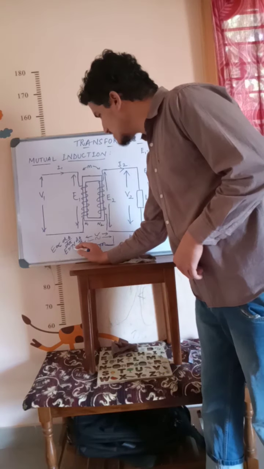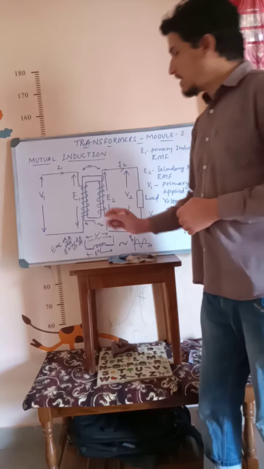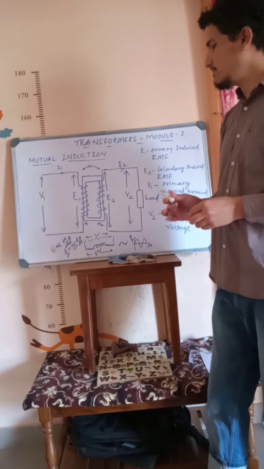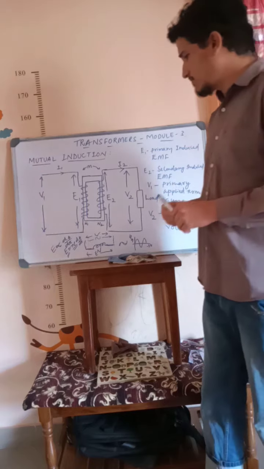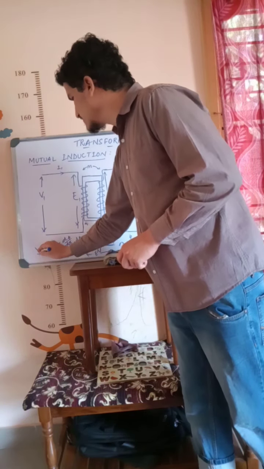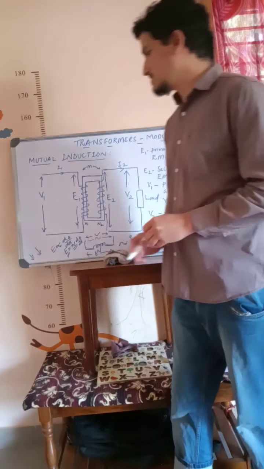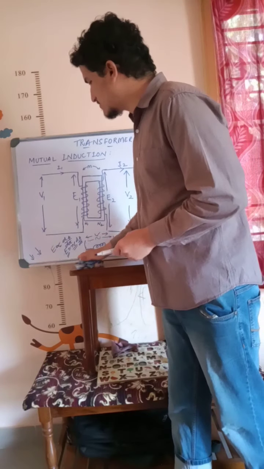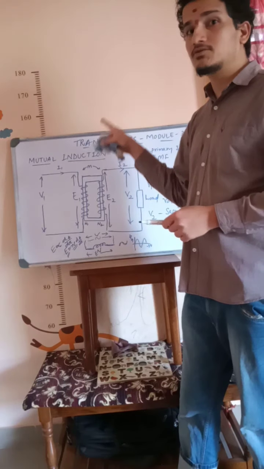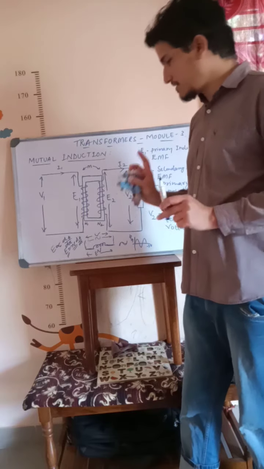So if I increase the number of turns, what will happen? The flux density increases. Accordingly, the induced EMF increases. If the number of turns decreases, the magnitude of the EMF also decreases. So this is the background of electromagnetic induction one must know to understand the principle of the transformer properly.